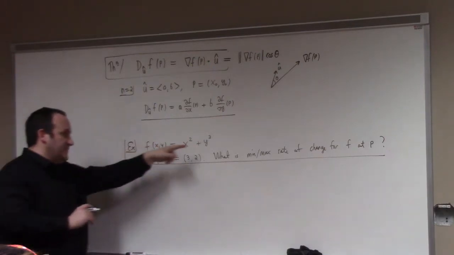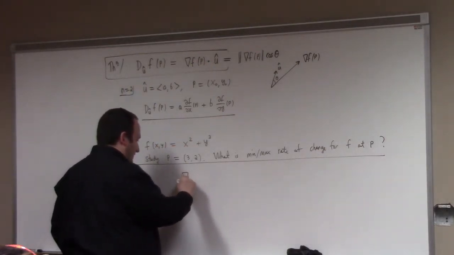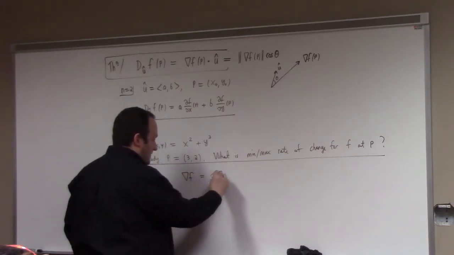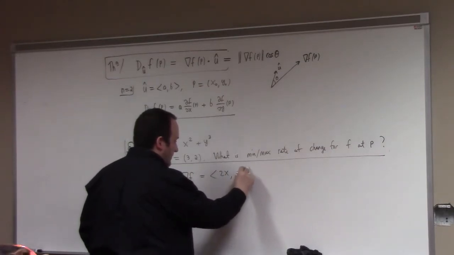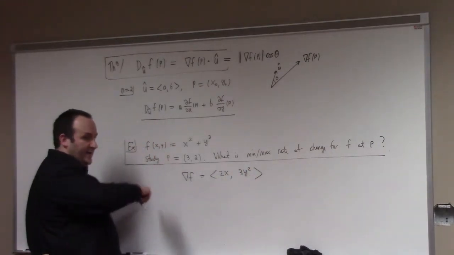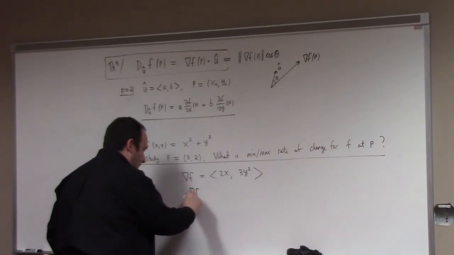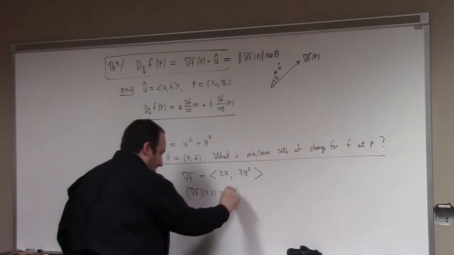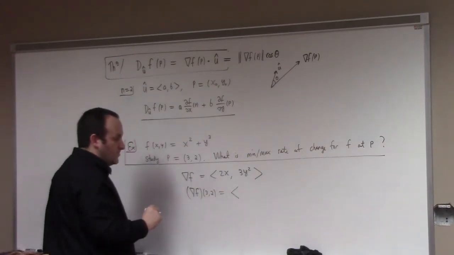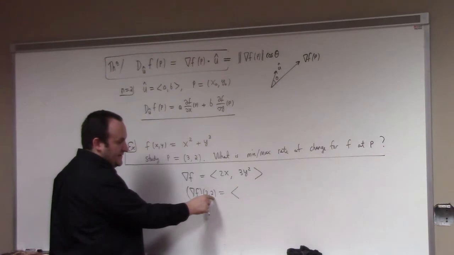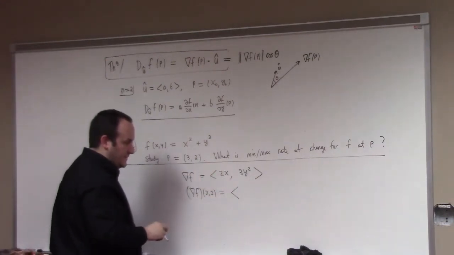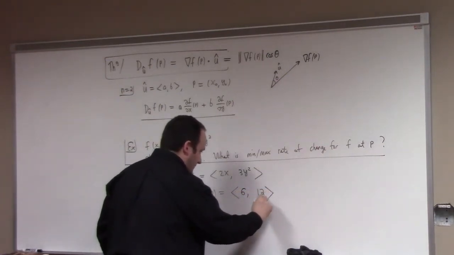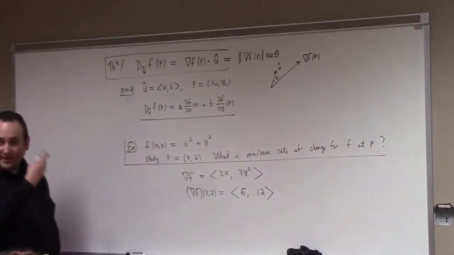So here, for this specific one, all I've got to do is calculate the gradient, which is easier, right? At a generic point, it's what? 2x, 3y squared, right? So evaluating at the point in question, which was what? 3, 2. What do we get? I've got to plug in x equals 3 and y equals 2. So I get 6 and 12. Very good. So that's the gradient at p.